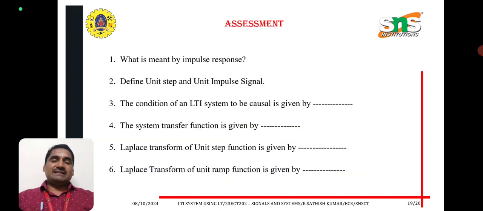Now we can see the assessment. What is meant by impulse response? When an impulse is applied to a linear time-invariant CT system, the output produced is h(t), which is the impulse response of the system.